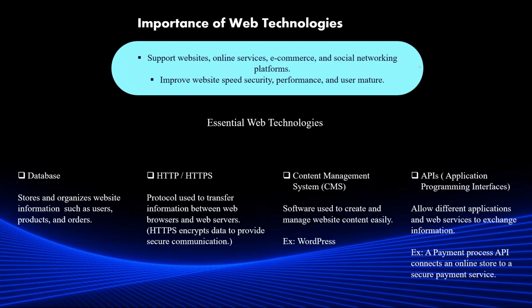And finally, we have APIs, or application programming interfaces, which allow different applications and web servers to exchange information with one another. Right. So a great real world example is a payment processing API, which connects online stores to a secure payment service, allowing you to check out safely without the store itself needing to handle your card details directly. So yeah, together these technologies form the invisible structure behind almost every website we use daily.